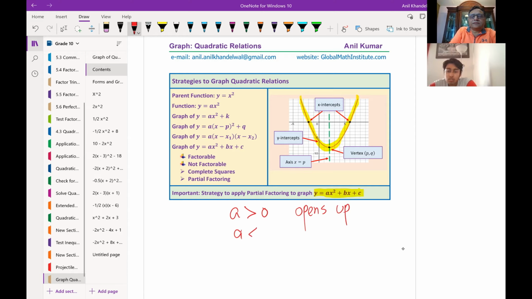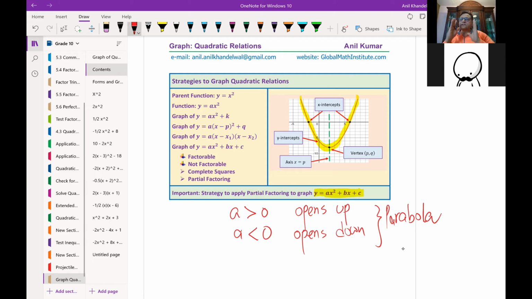And if a is less than 0, then it opens down, correct? Yes, sir. And this graph is known as a parabola. Now let us understand the parabola itself and its major characteristics.